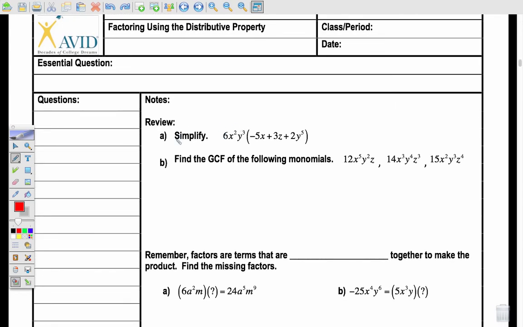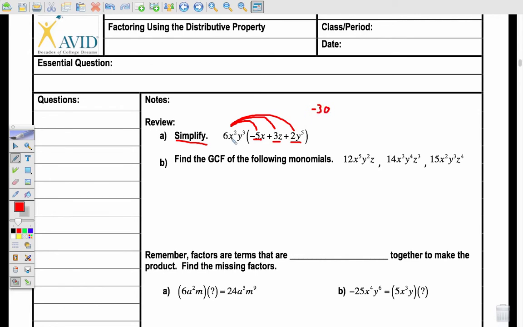First, just review. It says to simplify. All we need to do is distribute. So we're doing this times this times this, and this times this. See, there's three terms here. There's 5x, there's 3z, there's 2y to the fifth. There's three different terms, so we got to distribute out evenly. The first one we did is 6 times -5, which is -30.